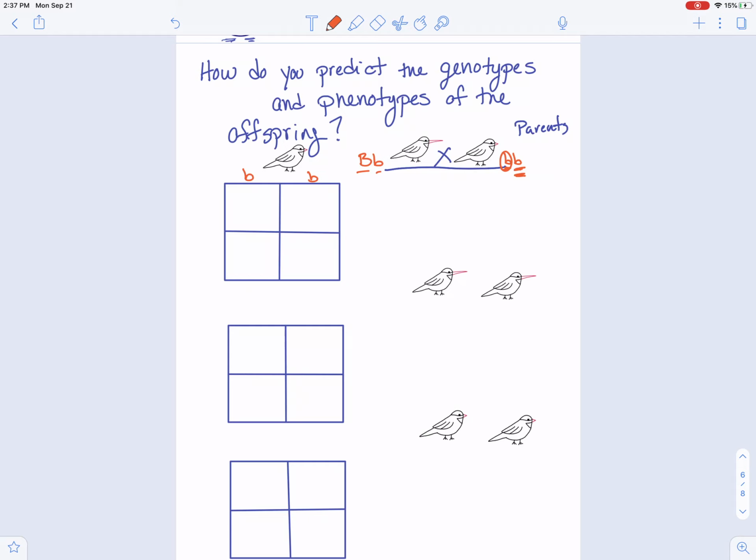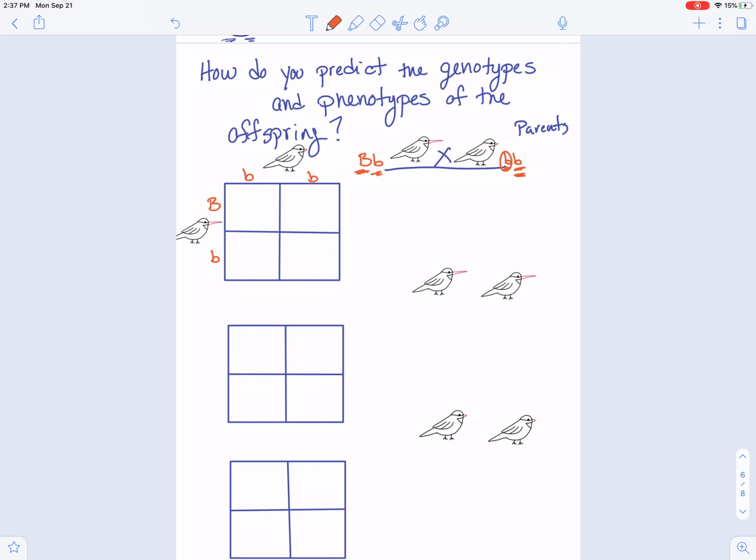In this case, they're the same, but for this other bird right here, the one with a long beak, this one is different. So this one has two possibilities. It's either going to pass on that big B or it's going to pass on its little b. So remember, the parent birds only get to pass on one of their alleles. So that's what we do in the Punnett square.